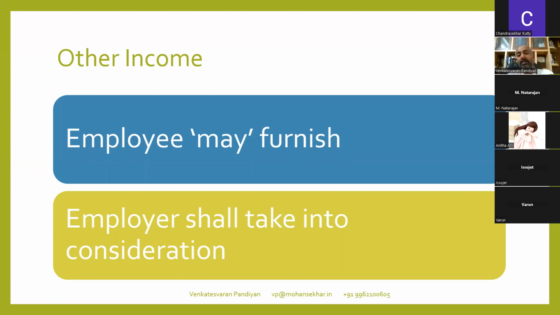So again, there the employee may furnish. The employee is not compelled to furnish. The employer cannot say, no, I know that you have other income, give me that information. The employer is not required to do that. But if the employee provides that information, the employer shall take those other incomes into consideration, compute the income tax accordingly, and then deduct tax on an average basis. So remember, the employee is not required to furnish, but may choose to do so.